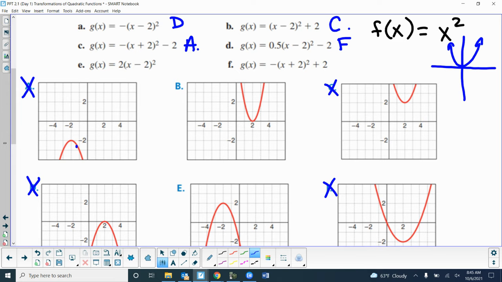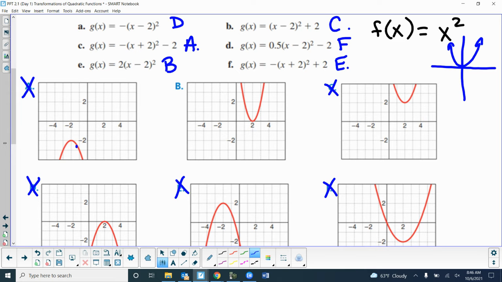Now, looking at E and F, by process of elimination, you see that negative with F, which means it's going to do what, the parabola? Go down, right? So it's got to go with E. So that means this one must be B. And it's a little skinnier, right?